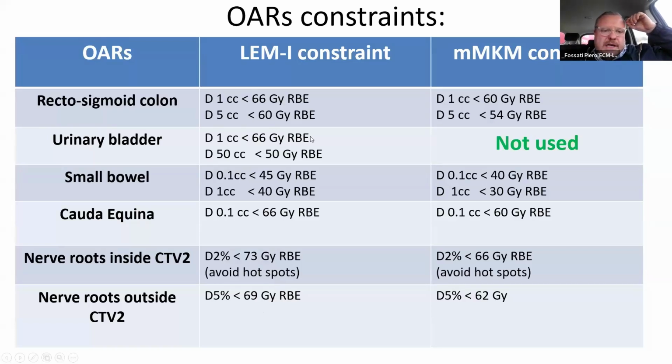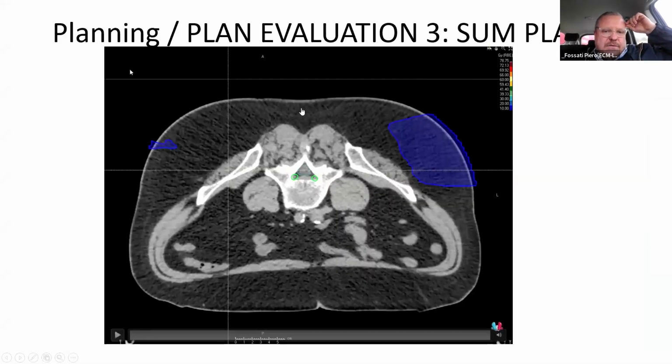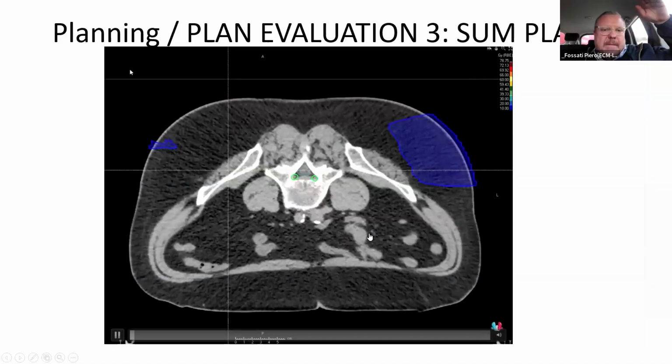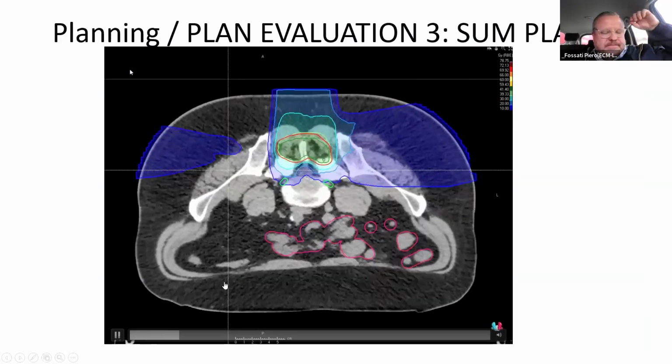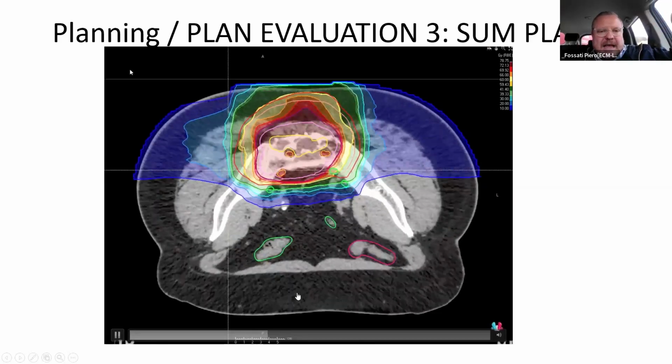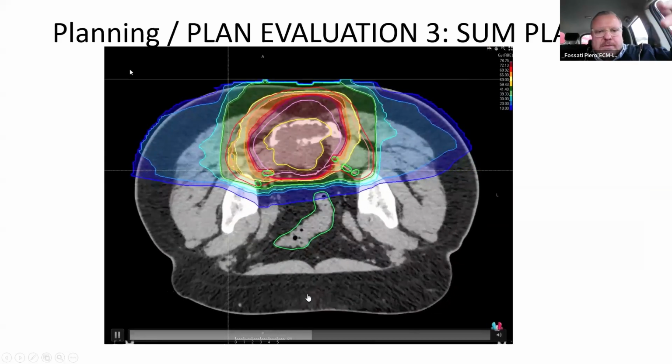And not only for target coverage, I was telling you also for organs at risk, we have a set of constraints, and of course for sacral chordoma, the rectum is the most important critical organ, the one that really gives you the problem in terms of getting coverage and treating the tumor. And both LEM and MKM constraints must be respected at the same time. So here you see a case of sacral chordoma. And if you look at this LEM plan, it looks very nice, very homogeneous.